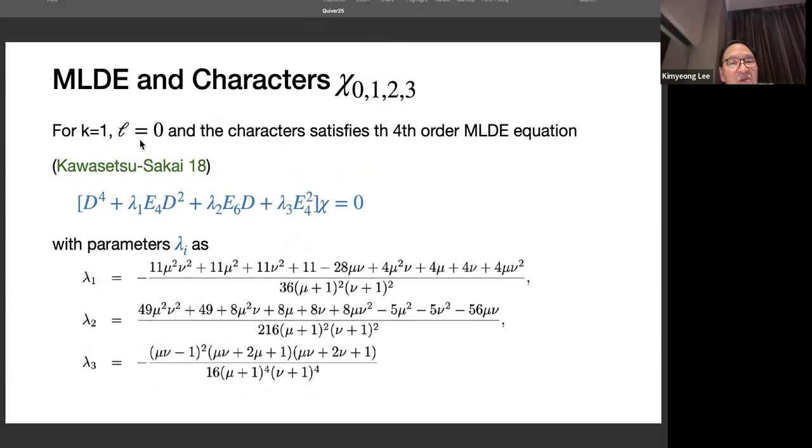Now, for the k equal to 1, l equal to 0 case, the characters satisfy a fourth order modular linear differential equation, because there are 4 characters. The general case was studied by Sakai in 2018, and we find all the coefficients. This is the general equation, which is modular with no poles. So the weight 4, weight 6, and weight 8 coefficients are unique, and those are the only 3 unknown coefficients. These coefficients are again given in terms of the mu and nu parameters, and this is invariant under mu and nu going to 1 over mu and 1 over nu.